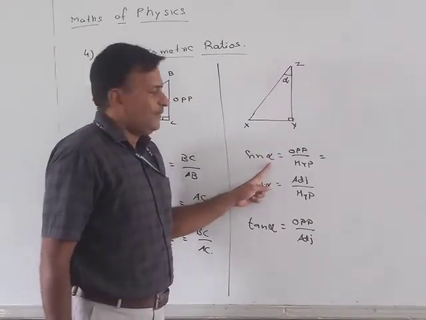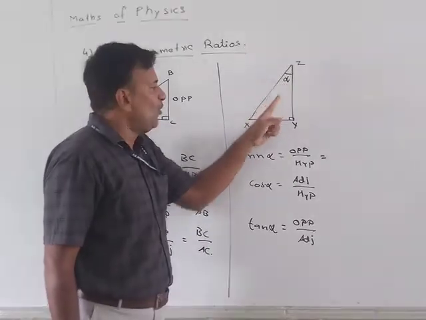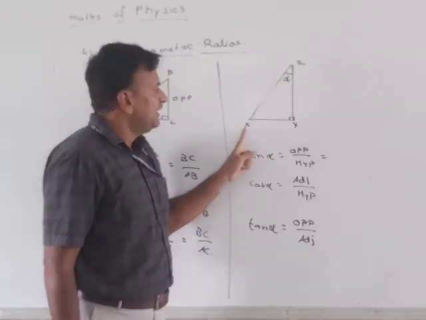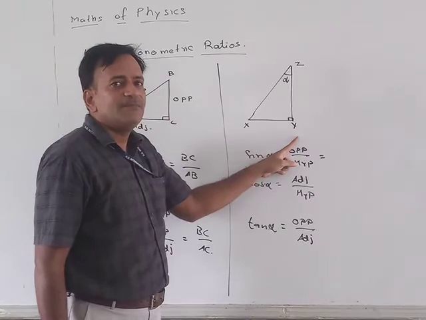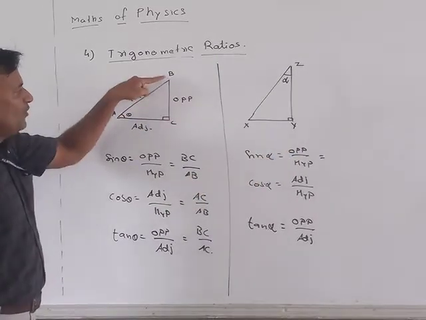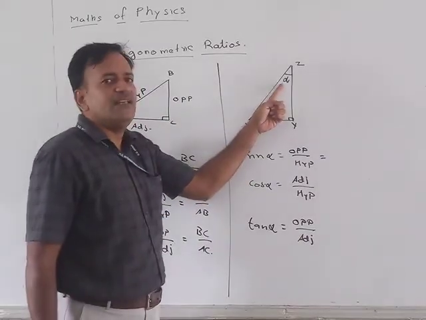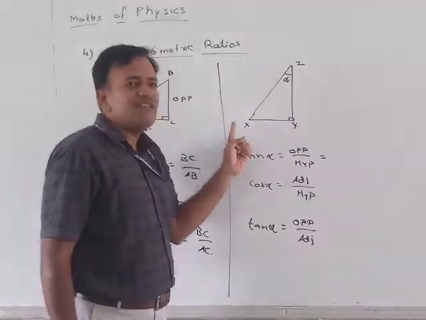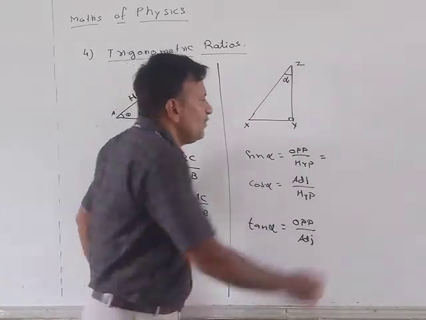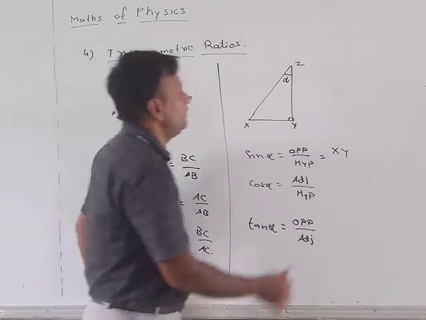Now for angle alpha, what is the side opposite to angle alpha? It is XY. Clear? If this is angle theta, the opposite side is this one, which is standing. But if this angle is given, the opposite side is this, which is the sleeping side. So what is the opposite side? It's XY. Hypotenuse remains the same.